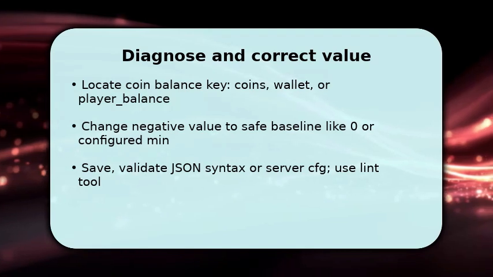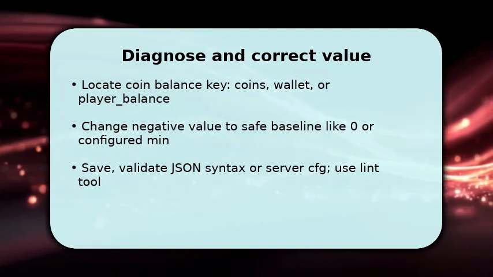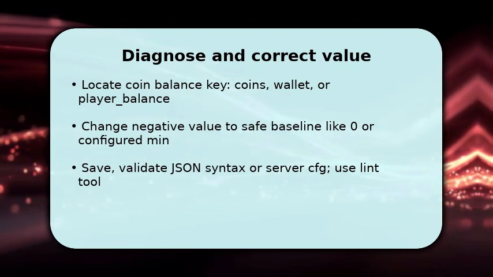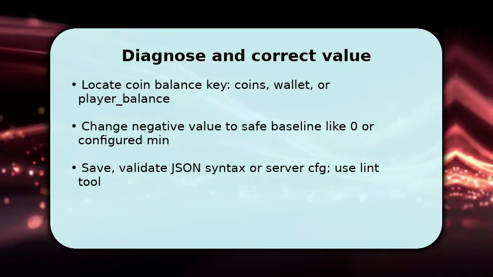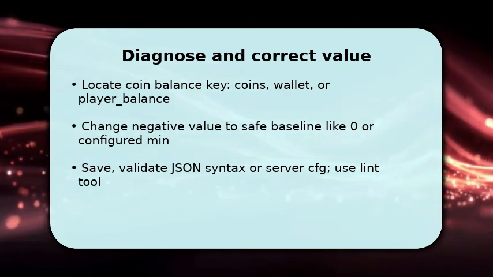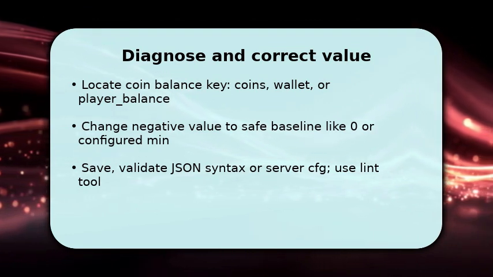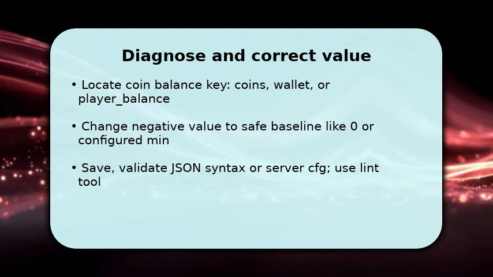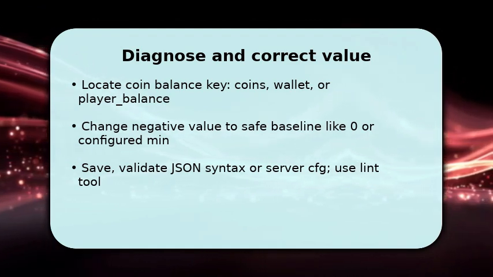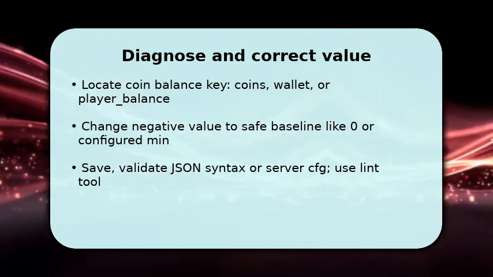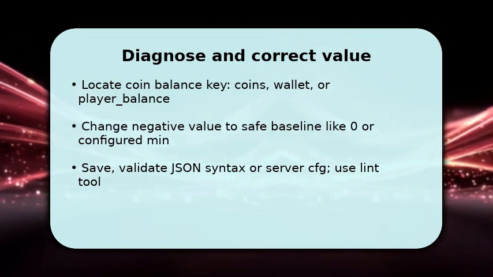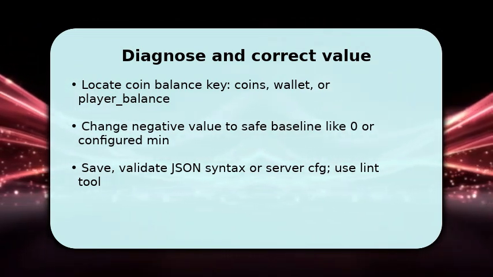You now diagnose why coins went negative by checking the balance key and recent transaction logs. That tells you if it was a math bug or a bad transaction. Once identified, edit the balance entry to a safe baseline such as 0 or the server's configured minimum and correct any offending transaction entries. Make sure to validate JSON or CFG syntax before saving, because a broken file can stop the server from loading player data properly.